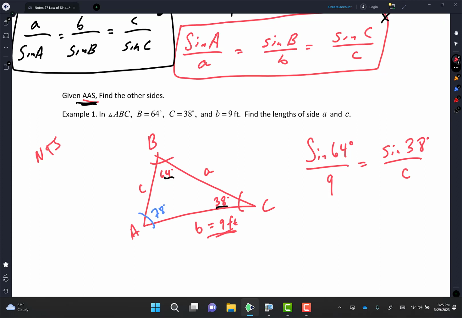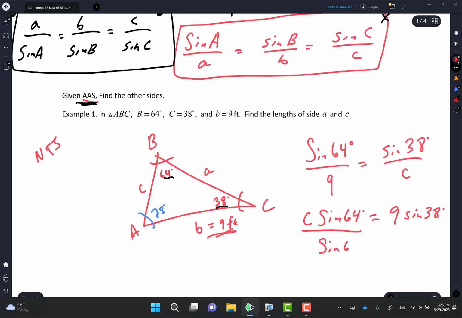Now you're done. Just do what you've always done when you were in 5th grade or 6th grade: cross multiply, divide. So when I cross multiply, here's what I get: c sine 64 degrees equals 9 sine 38 degrees. How do I get the little c by itself? Because this is c times sine 64. Are you guys following along? How do I get c by itself? Yeah, divide. Divide by sine 64.